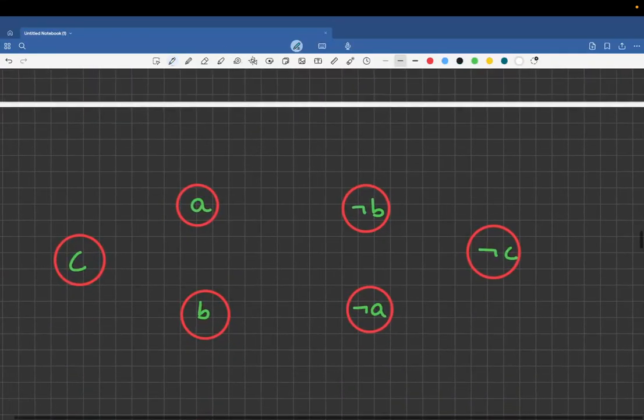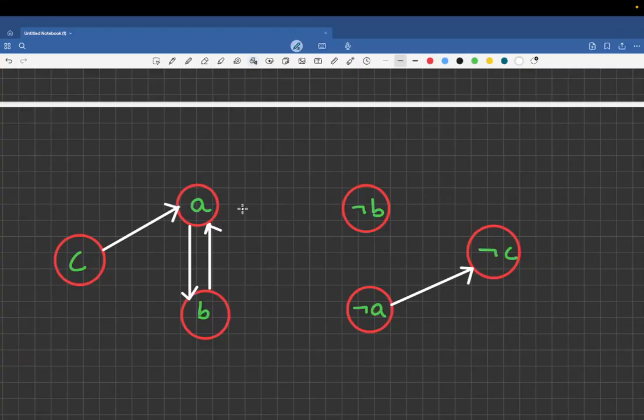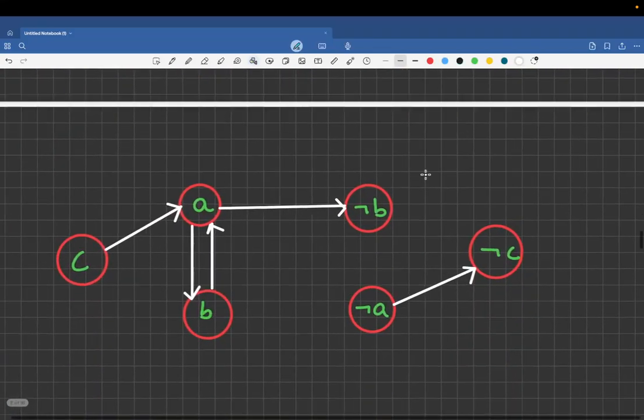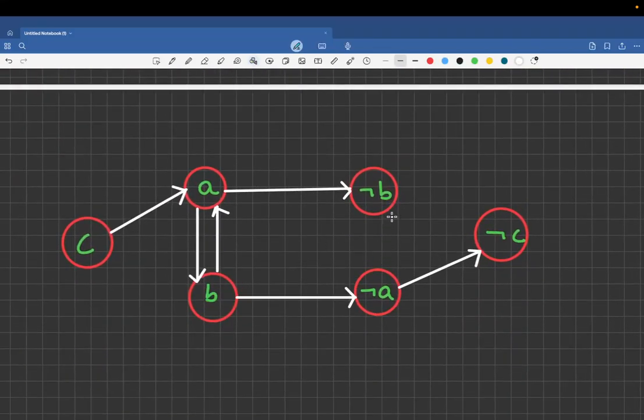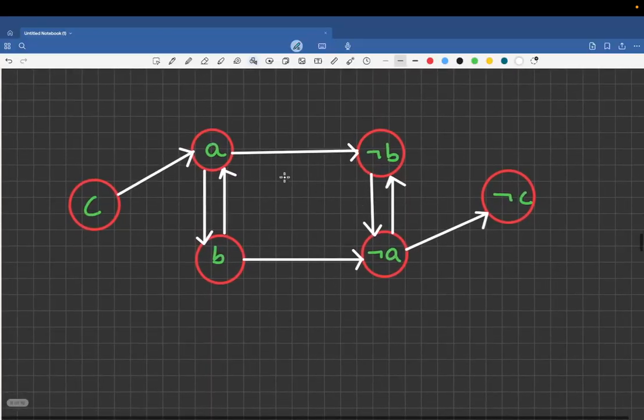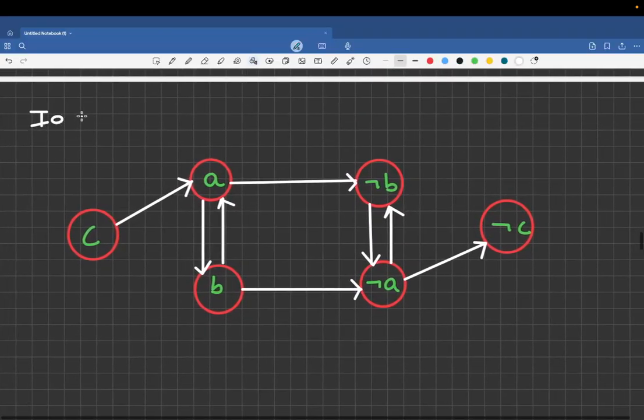So edges look something like this. From C you have an edge to A. From not A you have an edge to not C. From A to B. From B to A. From A to not B, if I'm not wrong. From A to not B. Okay. From B to not A. From not B to not A. Not A to not B. And yeah, all the edges done. 1 2 3 4 5 6 7 1 2 3 4 5 6. Okay. So this is how the implication graph looks like.